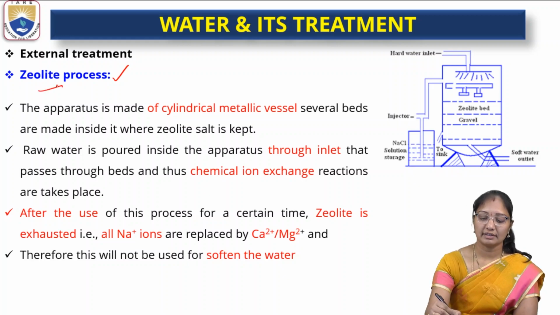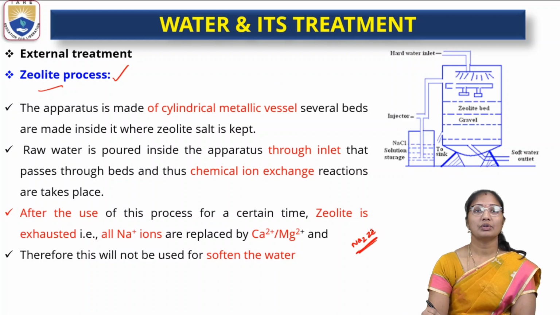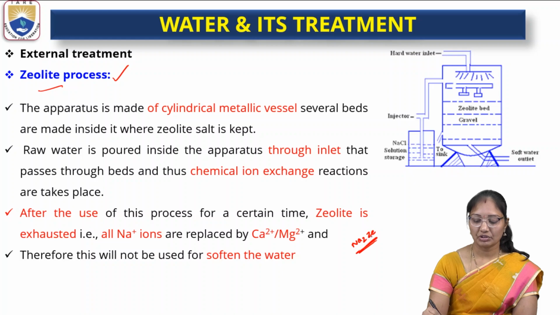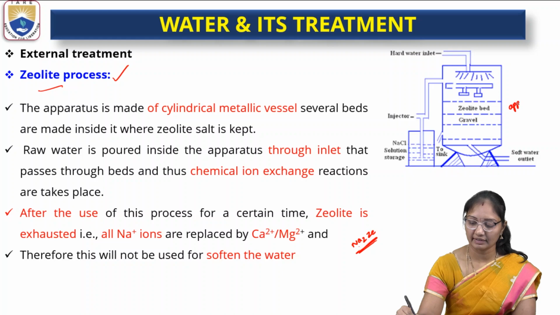Zeolite is a sodium salt, Na2Ze, having two sodium ions. This whole treatment happens in an apparatus. This is the apparatus, which consists of a zeolite bed followed by gravel and sand.